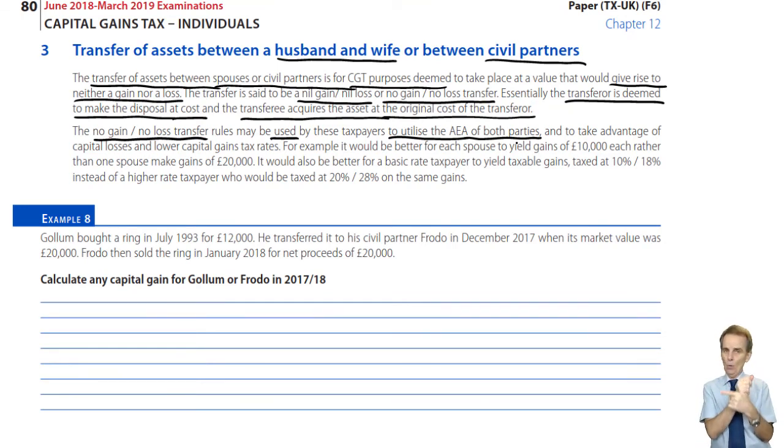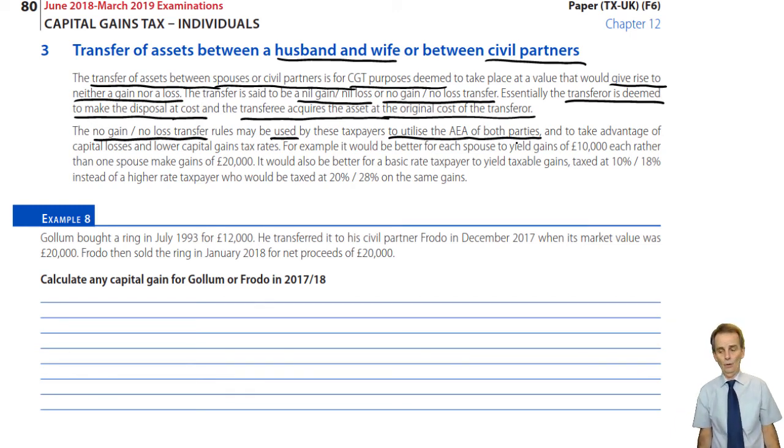I keep one of the assets and transfer the other to my spouse. That goes on a no gain, no loss basis. So now, having gone to her at cost, I sell my asset to the third party, she sells her asset to the third party, and each of us make gains of £10,000.